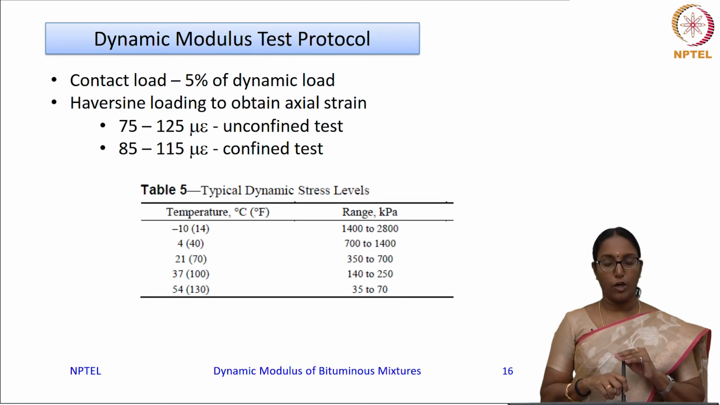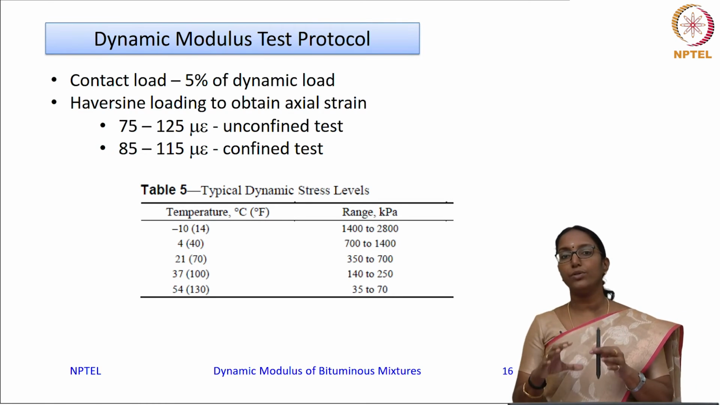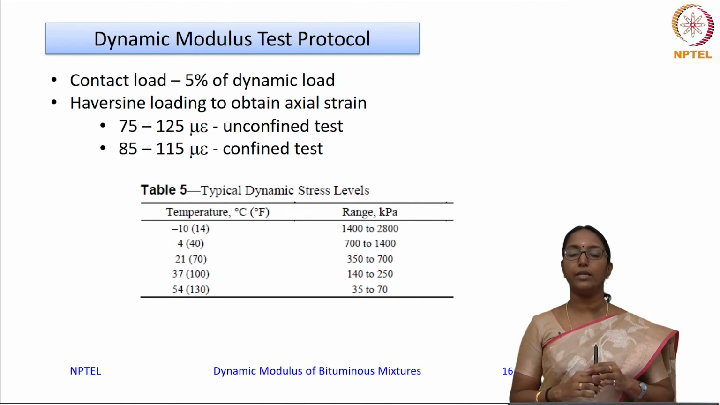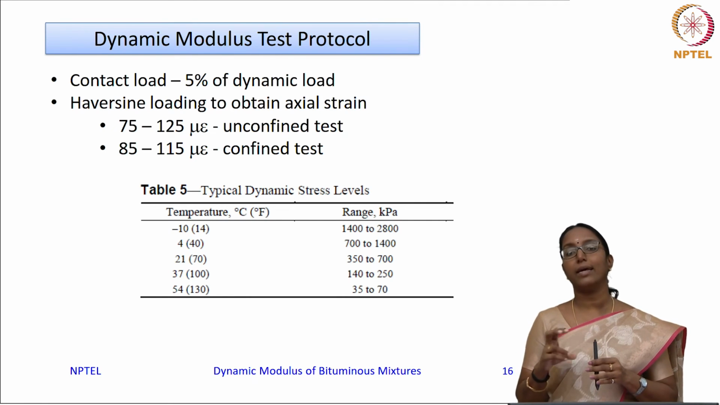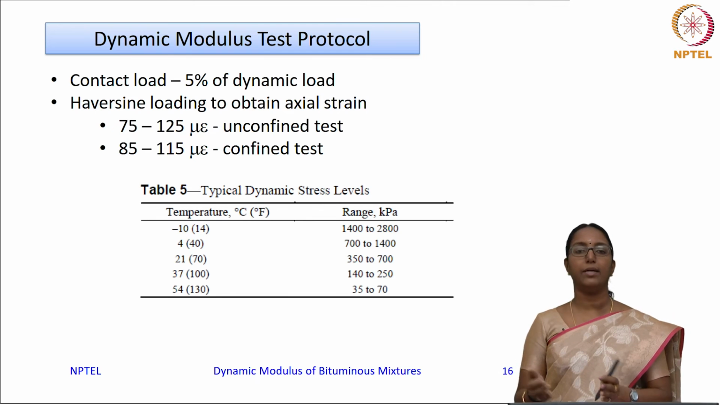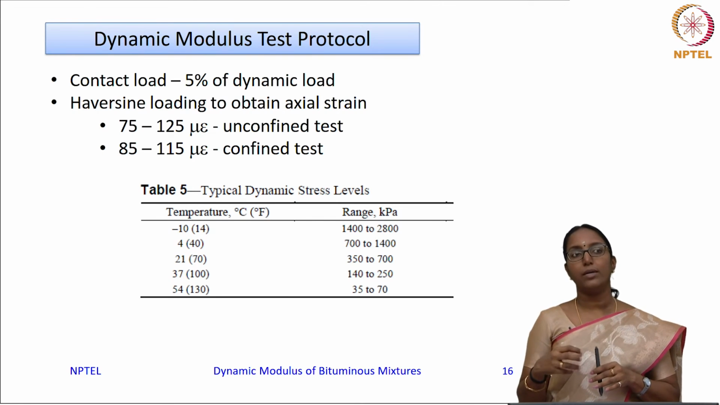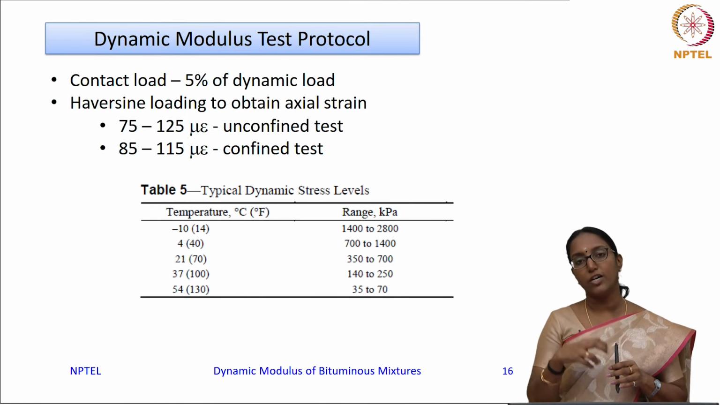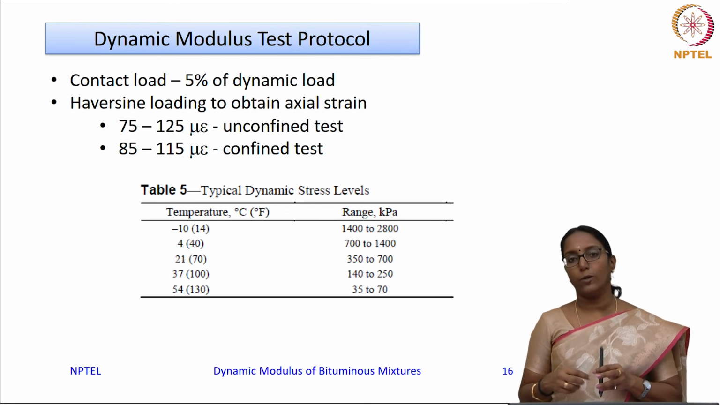And now the whole idea in this test is that you have to test the specimen in the linear viscoelastic regime, because you are trying to find a modulus in the linear viscoelastic regime where the time temperature superposition can be applied to develop a master curve. So what is required is that you have to understand what is the stress level that will be causing a strain which is well within the linear viscoelastic regime.